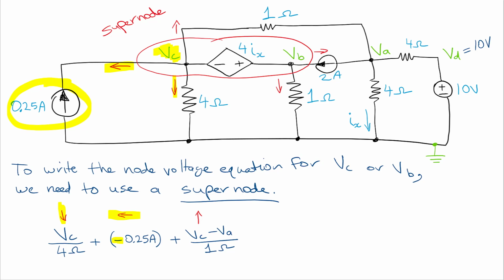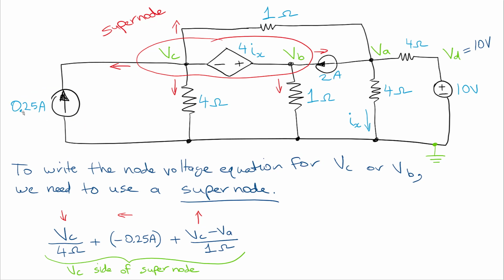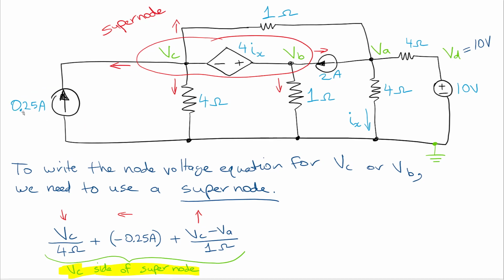Okay, and then finally we have the current flowing up and around through the 1 ohm resistor. So we have our starting node as VC, and then minus VA on the other side of the 1 ohm resistor, and then divided by 1 ohm. So now what we've got here is the last term on the VC side of the supernode. So then we'll just make a little note saying that this is the VC side of the supernode. Okay? So now let's do the other side.